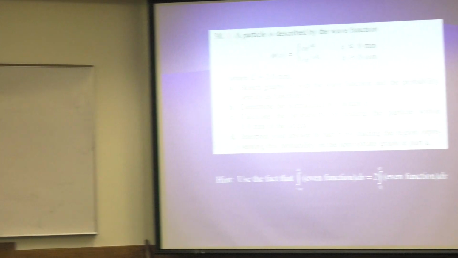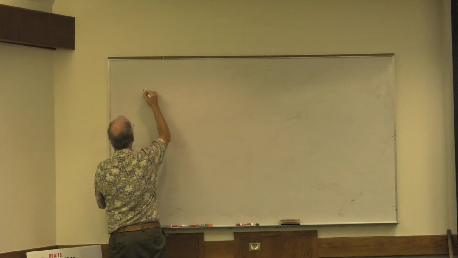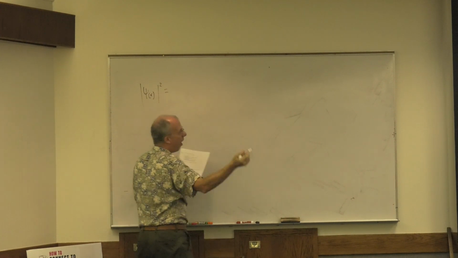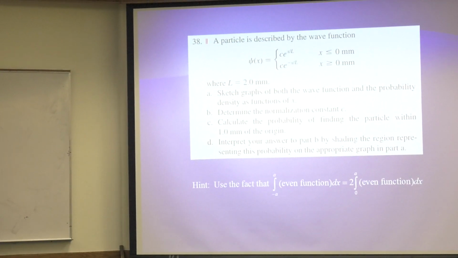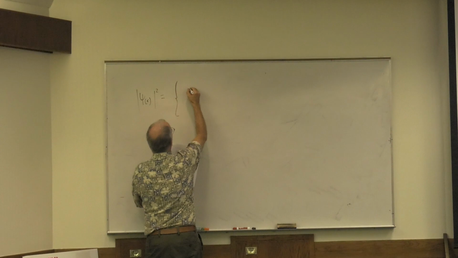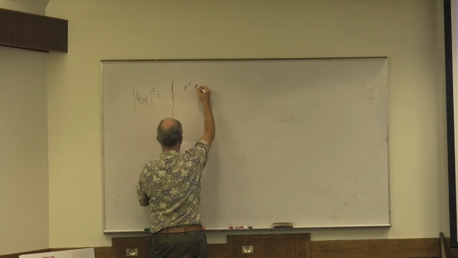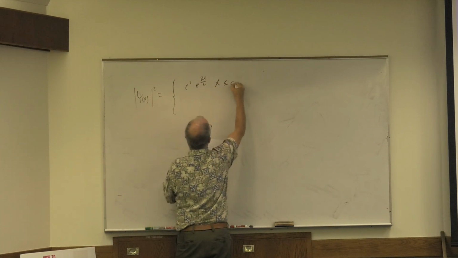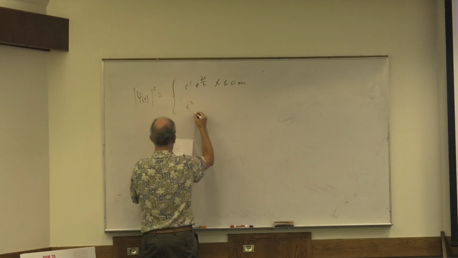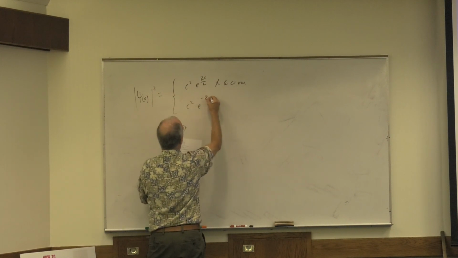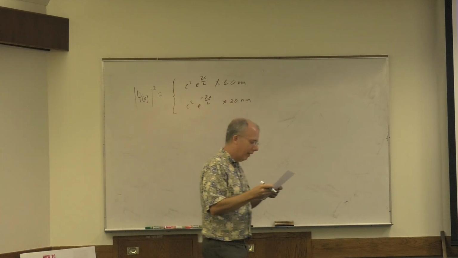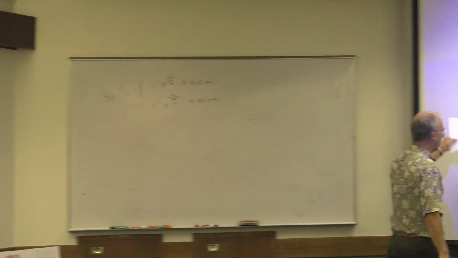So what we need is psi squared. So psi of x squared. So it's going to be two parts, right? It's less than 0 and greater than 0. So we get to square them both. So it's going to be c squared e to the 2x over L for x less than 0. And that's going to be c squared e to the negative 2x over L for x greater than 0. Okay? All right. Now, we've got to normalize it.